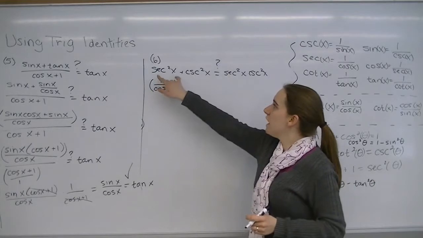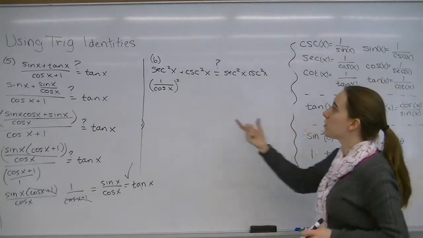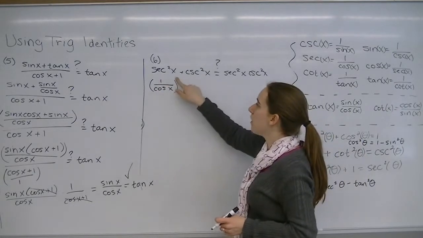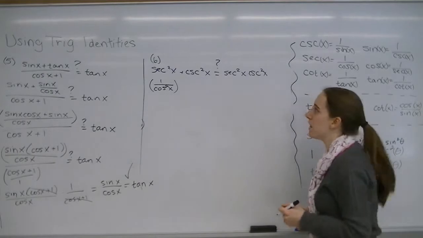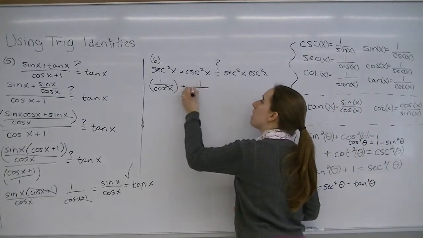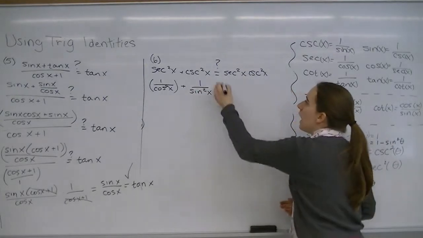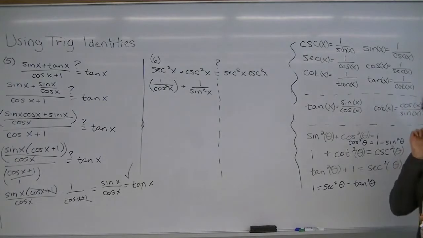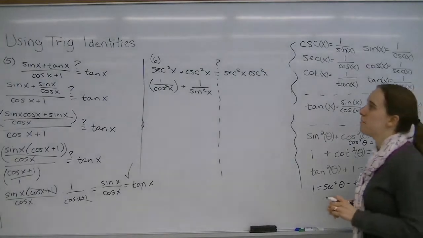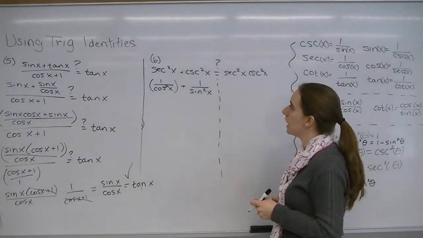Notice that secant of x is the same as 1 over cosine of x, and then I'm squaring that, but to square that I square the 1 and I square the cosine. So it ends up being that. The same thing will happen here. I'll get 1 over sine squared of x. And I'm just going to work on this first side for now, just so I don't get confused as to what I'm doing to which side. Because I don't want to actually change it, I'm just manipulating it.